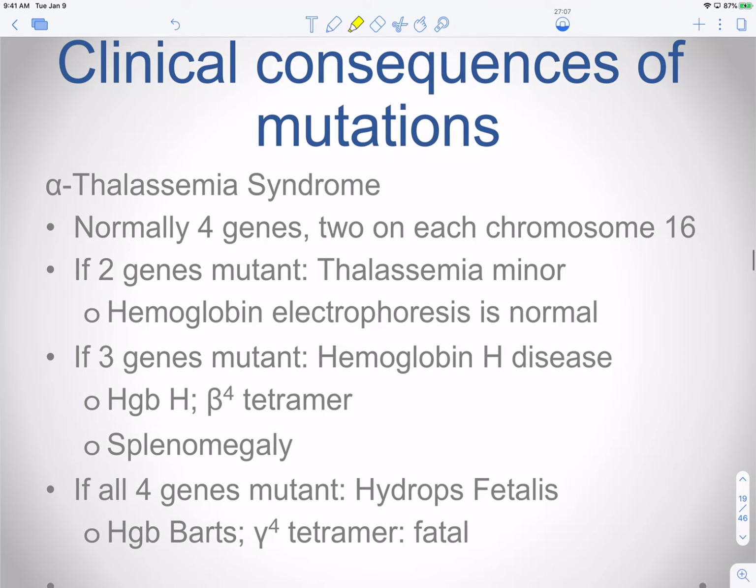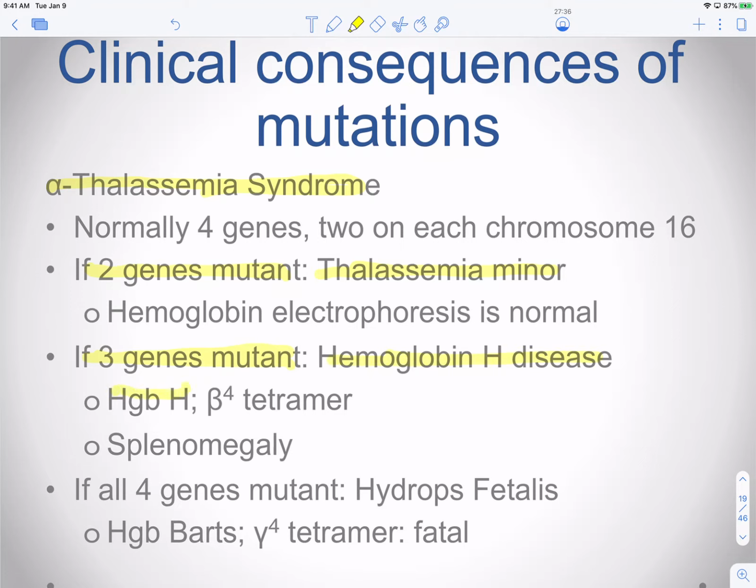So some clinical consequences of our thalassemias are as follows. We have alpha thalassemia syndrome, and these are going to be associated with chromosome 16. If you have 2 genes that are mutated, you have what's called thalassemia minor. The hemoglobin electrophoresis is going to be normal. If you have 3 genes that are mutated, this is going to be referred to as hemoglobin H disease.